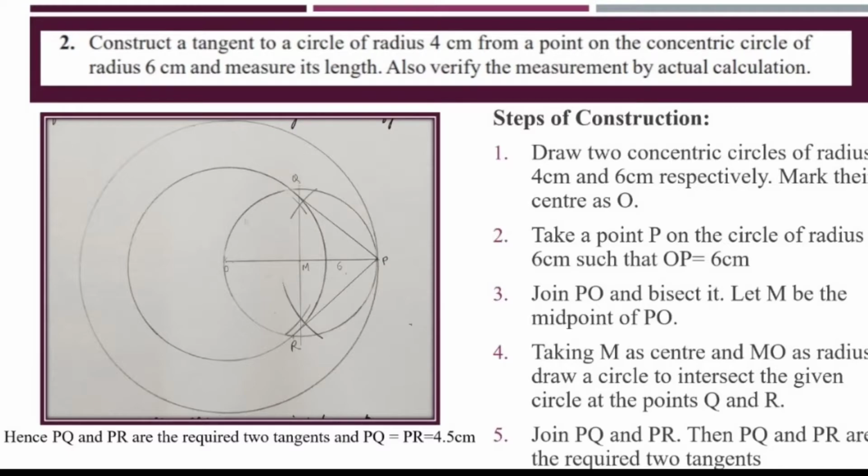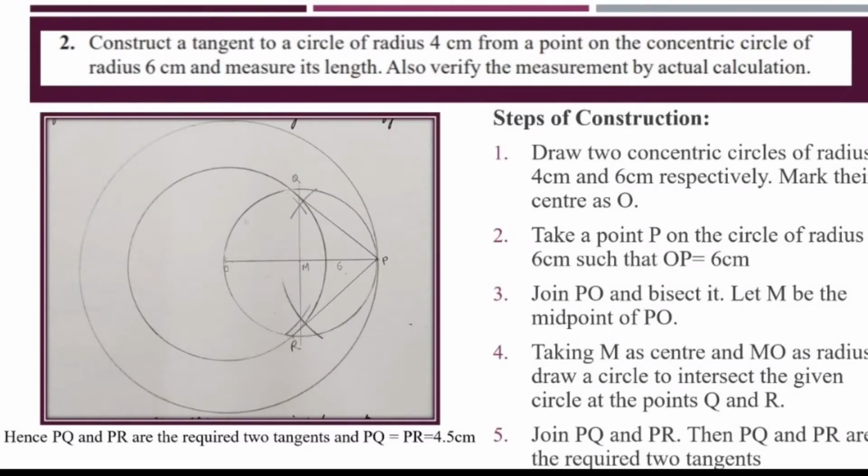Let us just revise the steps. The first step was that we have drawn two concentric circles of radius 4 centimeters and 6 centimeters respectively and marked their center as point O. Then we took the point P on the circle with a larger radius 6 centimeters such that OP is equal to 6 centimeters. After that we joined OP and bisected it by drawing the perpendicular bisector. Taking M as the midpoint of PO, I drew a circle with M as center and radius equal to MO. Wherever this circle intersected the circle of radius 4 centimeters, mark them as points Q and R. Join PQ and PR to get the required tangents.